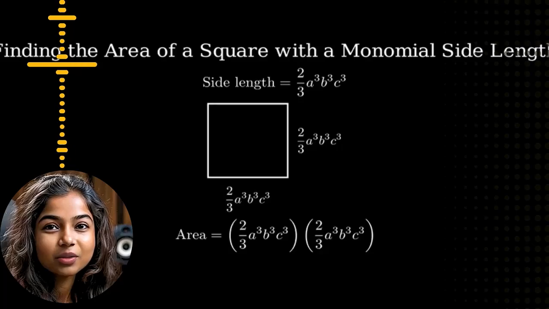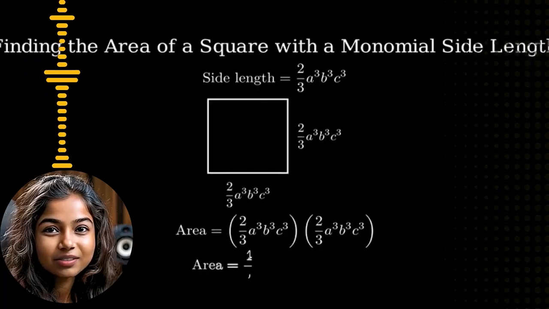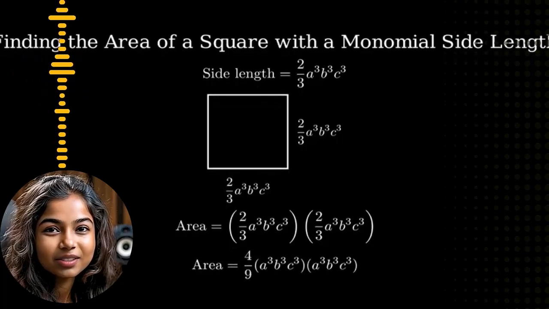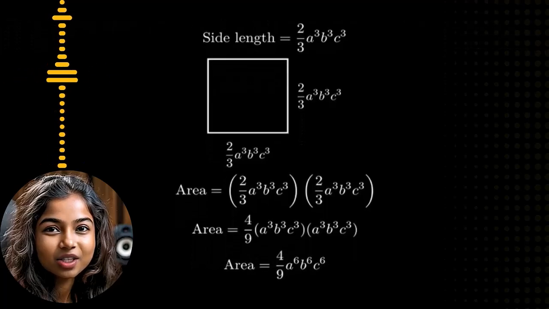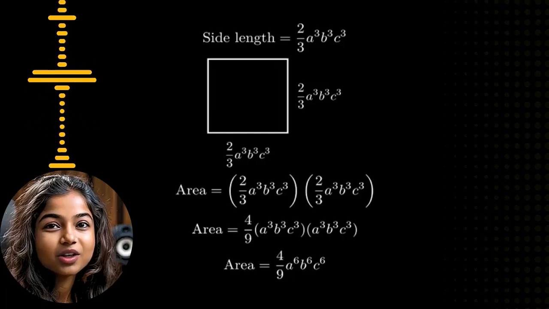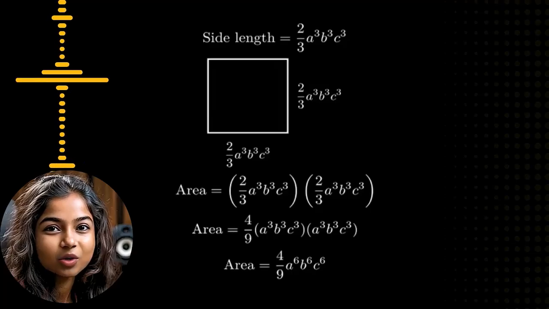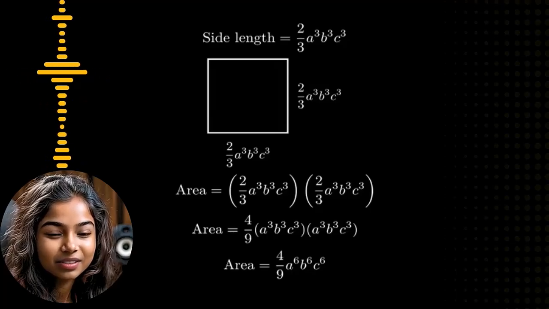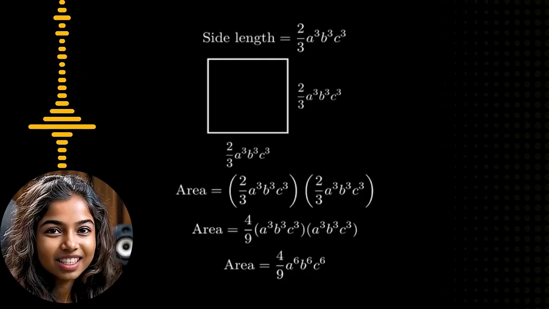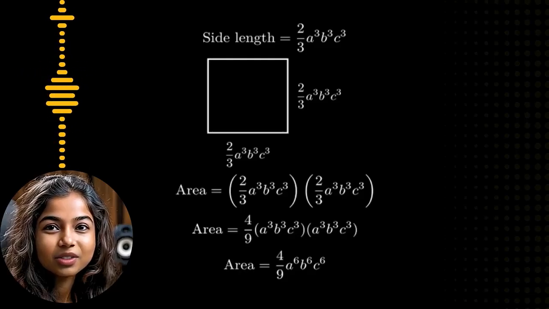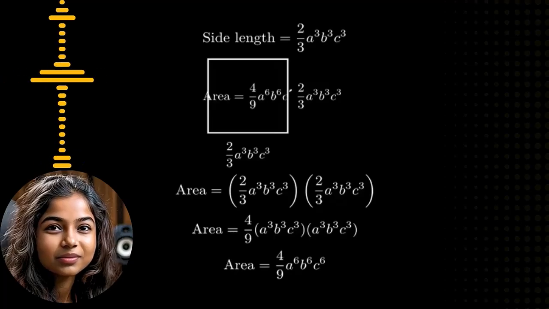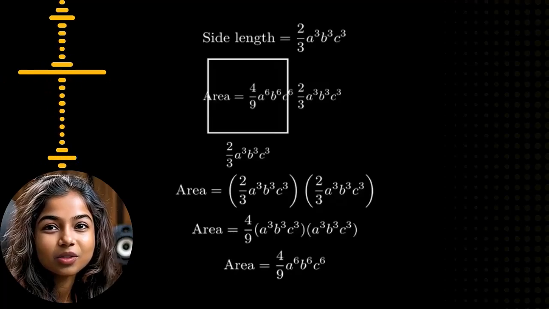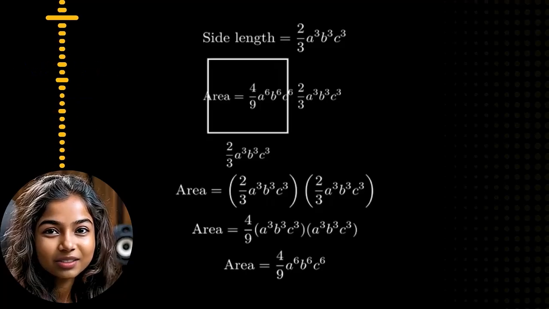First, let's multiply the numerical coefficients. 2/3 times 2/3 equals 4/9. Next, we'll multiply the variables. When we multiply variables with exponents, we add the exponents. So a cubed times a cubed gives us a to the 6th. Similarly, b cubed times b cubed gives us b to the 6th, and c cubed times c cubed gives us c to the 6th. Let's visualize what this means. The area of our square is 4/9 times a to the 6th times b to the 6th times c to the 6th square units.